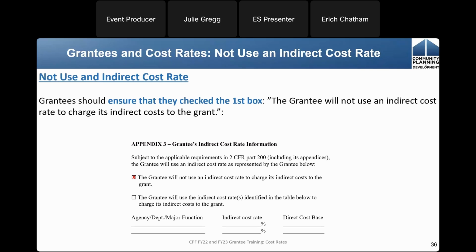Some of you may elect, and may have this grant budget simply covering all of your facility costs that are going to be excluded anyway. If you're only using this grant, for example, for construction or renovation of a facility and you don't intend to have staff or other indirect costs, it may be simplest to mark that the grantee will not use an indirect cost rate to charge its indirect cost to the grant. And that's all there is to it. Next slide.